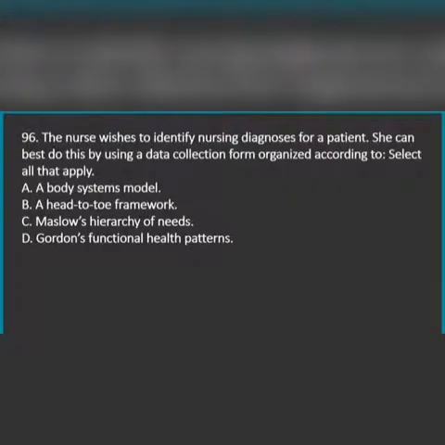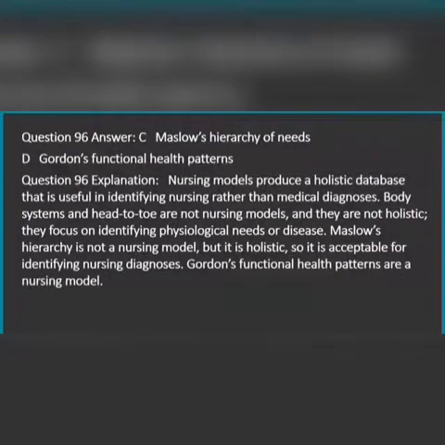Question 96. The nurse wishes to identify nursing diagnoses for a patient. She can best do this by using a data collection form organized according to, select all that apply. A. A body systems model. B. A head-to-toe framework. C. Maslow's hierarchy of needs. D. Gordon's functional health patterns.